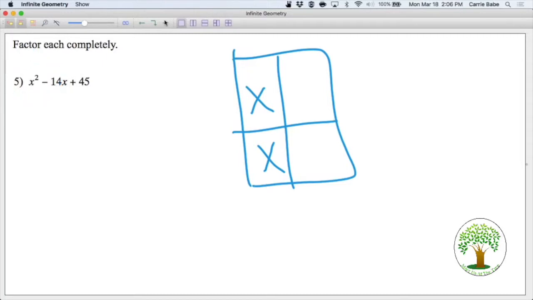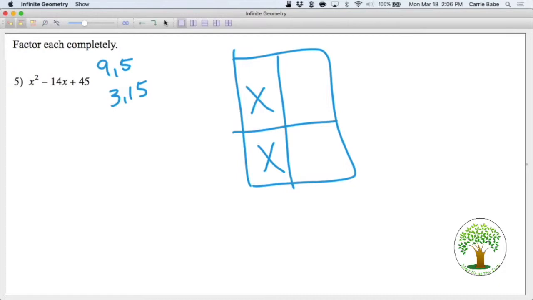Now the 45. What makes 45? 9 and 5. And I'm going to say 3 and 15, okay? If you didn't remember that one. We have to pick something when we do our diagonals. We're going to get negative 14.